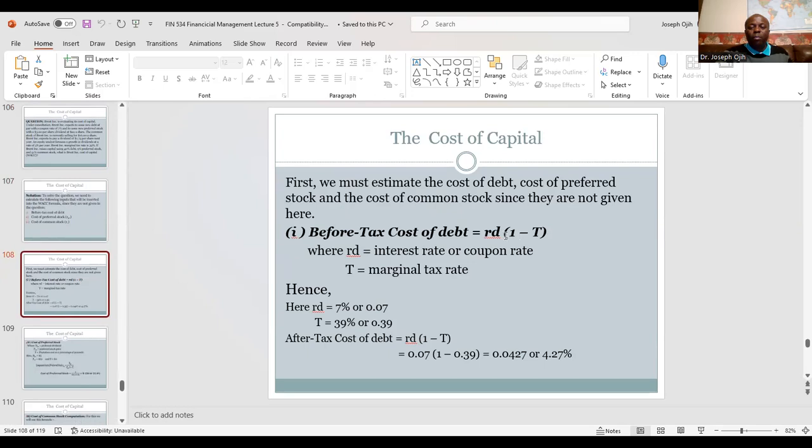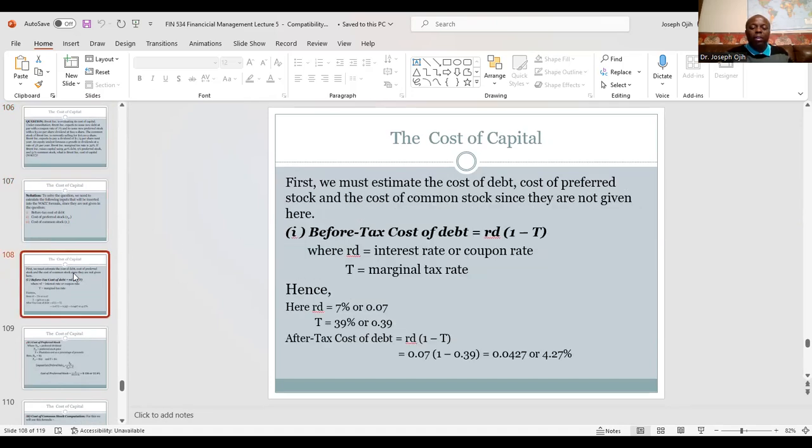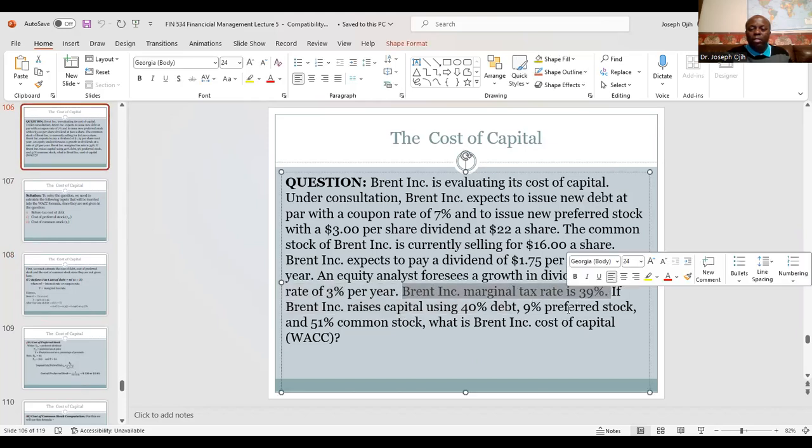The formula is RD times (1 minus T), where T is the marginal tax rate. Now, they told us that RD is the new debt at par with a coupon rate of 7%. So we can put that as our RD right here. The marginal tax rate for Brent Incorporated is 39%. That's right there, 39%.